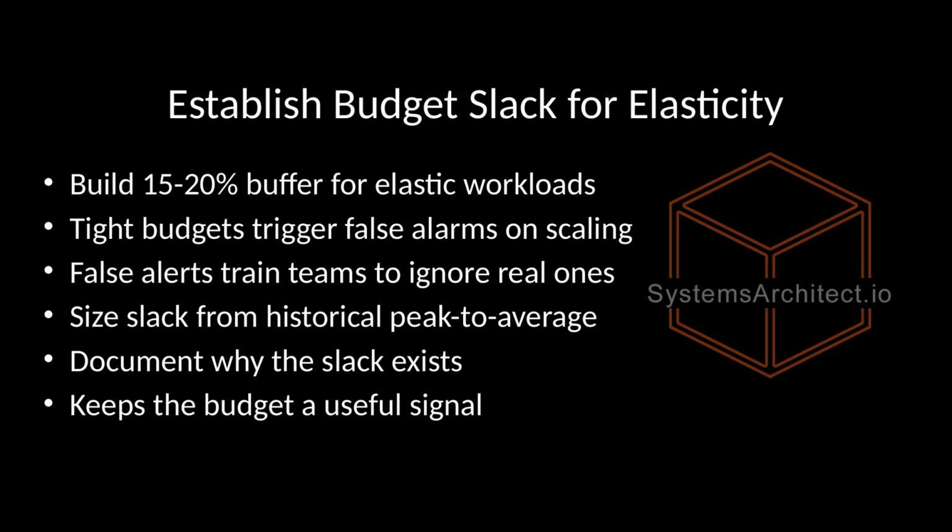14. Establish budget slack for elasticity requirements. Why build in budget slack? A budget set to exact average spend will alert constantly on any auto-scaling workload. Build a 15 to 20% buffer into budgets so legitimate traffic spikes don't trigger a false alarm. Constant false alerts quickly train teams to ignore every notification, including the real ones.